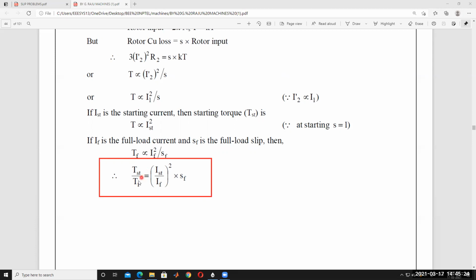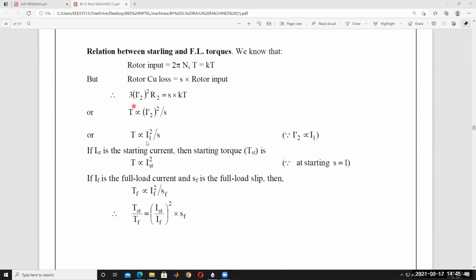Understood? Starting torque to the full load torque of a 3-phase induction motor is IST divided by IF, full load, whole square into SF, the full load slip. It's clear. So this is the relation between the starting torque and the full load torque, also in terms of starting current and full load current with respect to slip. So we are getting the relation.